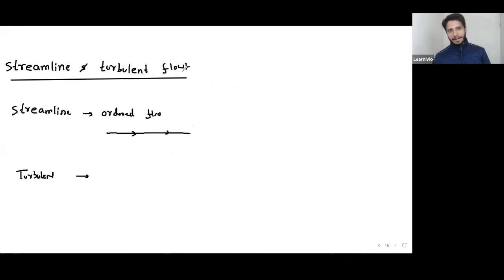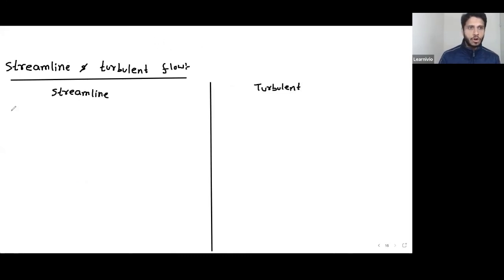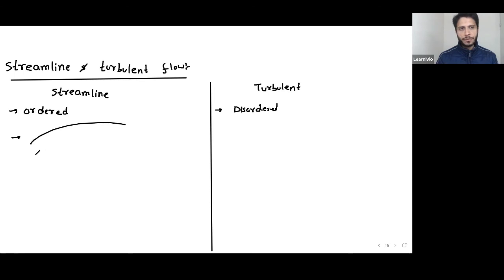So I'm not writing all the definitions of streamline and turbulent flow. I'm just telling you the difference between the two types of flows. It's ordered flow, disordered flow. Each liquid molecule follows the path of its preceding particle.